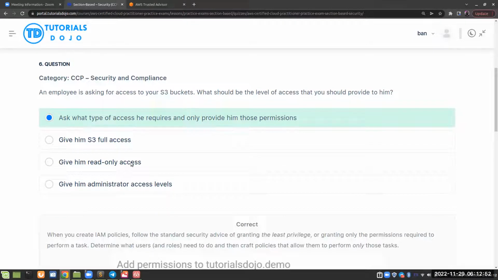But then why is C wrong? Remember, the question is, an employee is asking for access to your S3 bucket. What should be the level of access you should provide to him? We did come across this, but I just want to ask, what is the guideline to provide access to customers? What is the guiding principle that we have seen? What should you always give? Can someone say the word that should always come to your mind when you want to grant users access to AWS resources? What should you always do? It's one of the best practices.